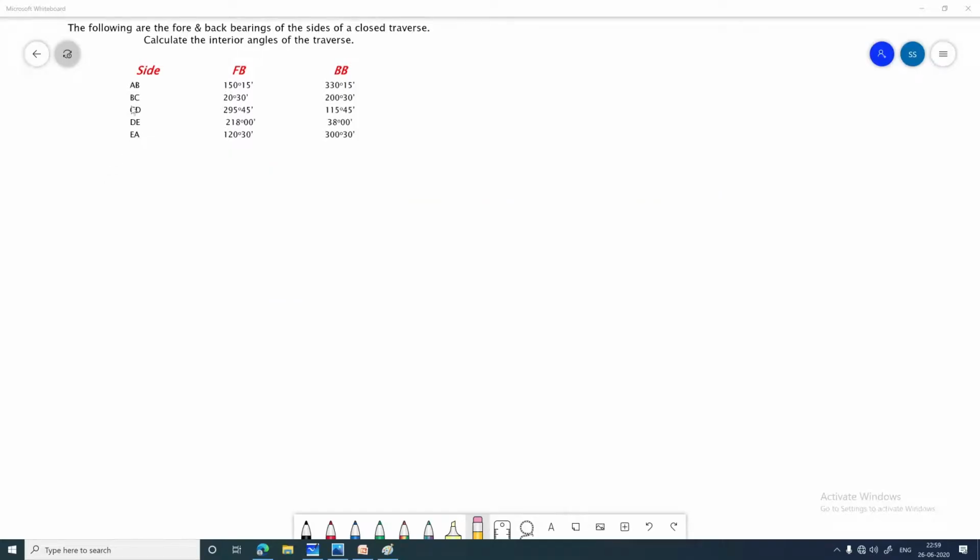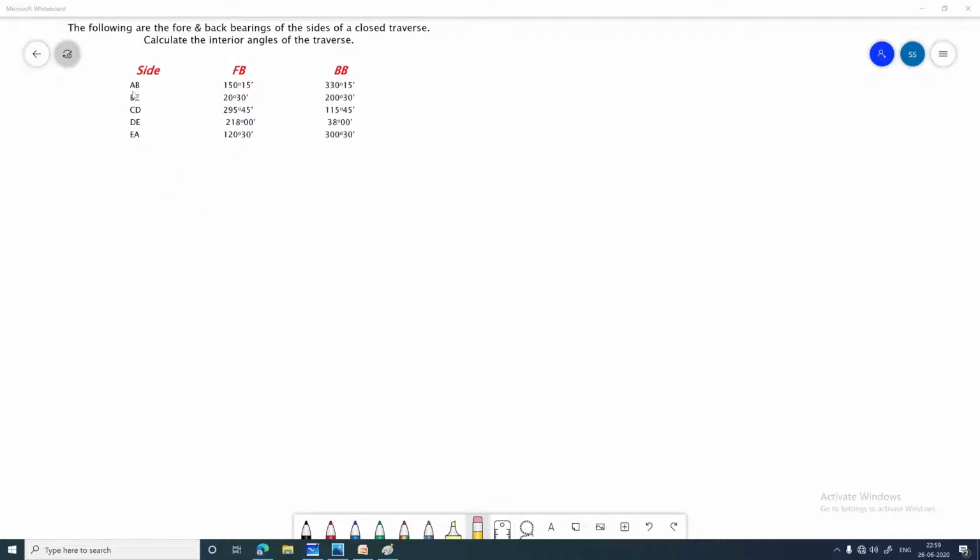Hello everyone. So this is an interesting problem. Let's solve it. The following are the fore and back bearing of the sides of a closed traverse, right? Calculate the interior angles. So we need to determine the interior angles of the closed traverse. So first we need to draw the traverse.